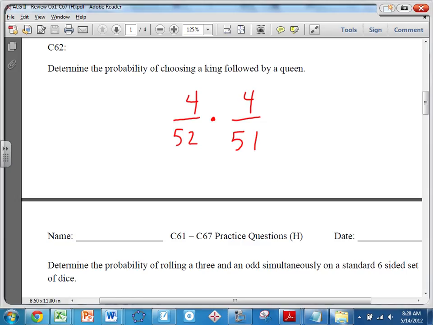Remember what we did with the dice, where you can get one number or the other? You would have the probability of getting 4 out of 52 times 4 out of 51. Getting this would be right. King, then queen.